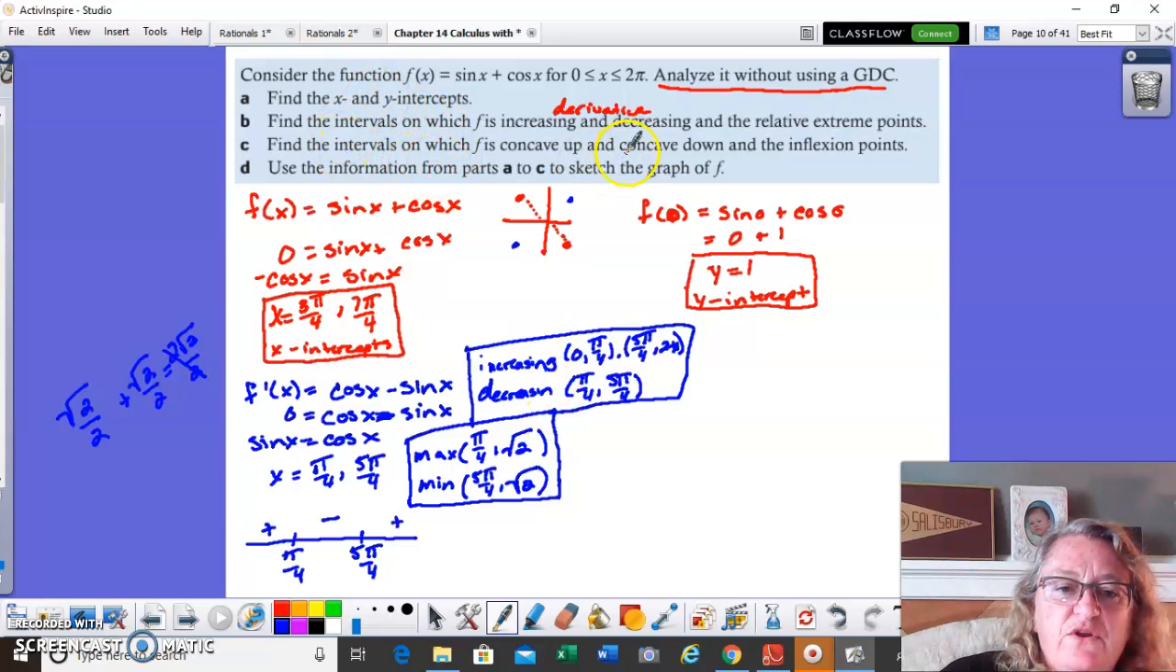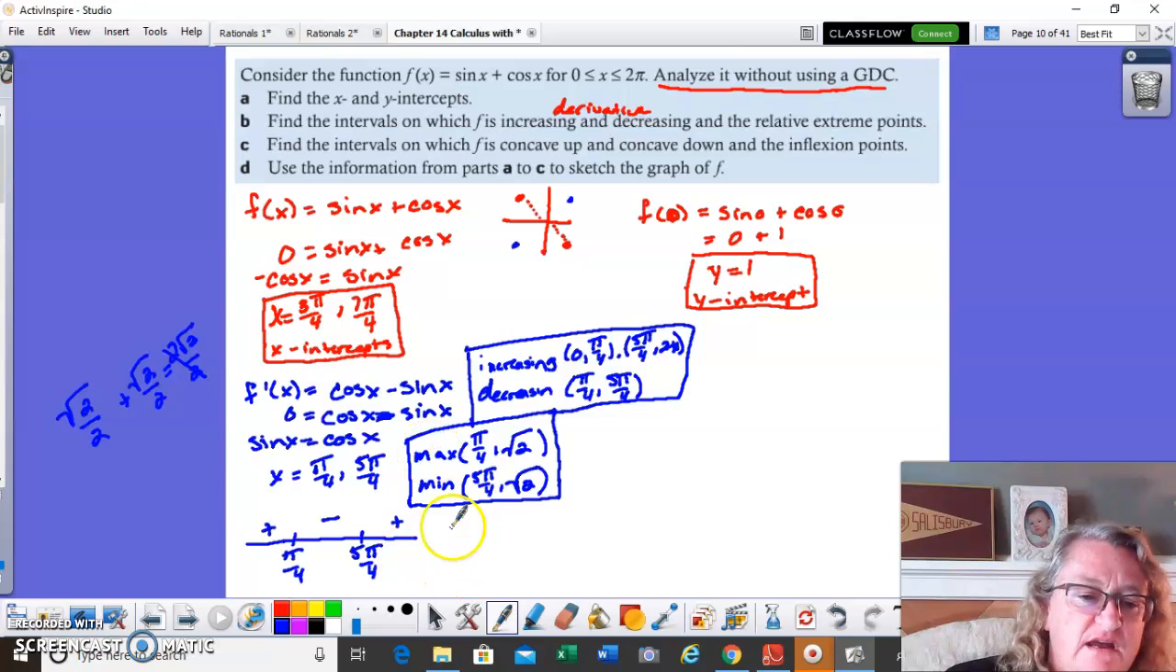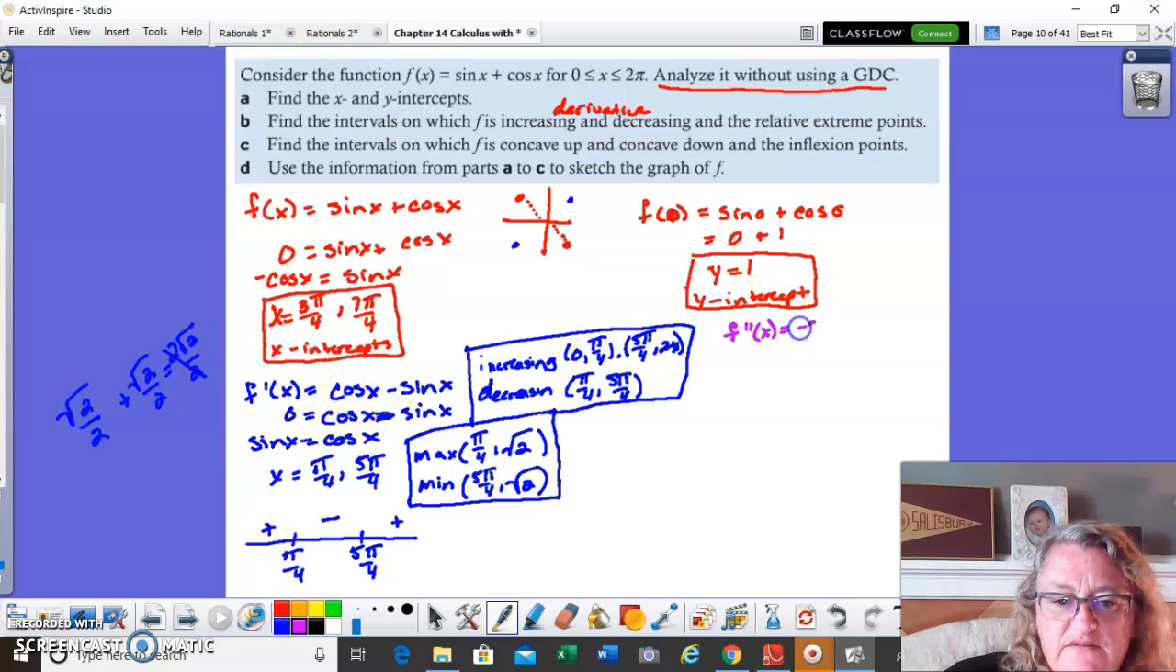Find the intervals where the graph is concave up and the graph is concave down. Well, concavity is where we use the second derivative. So let's find the second derivative. Okay, so the second derivative. So what is the derivative of cosine? Well, that's negative sine. And what is the derivative of sine? Well, that's cosine. We just leave that minus sign between it.